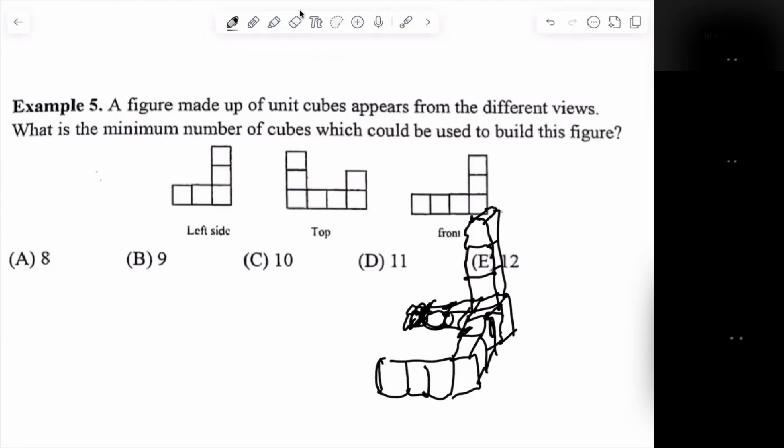From here, we can say, now, how many blocks did we use? This should actually be 2 blocks on top, a total of 3 over here. So from here, we can count how many we used. 1, 2, 3, 4, 5, 6, 7, 8, 9, 10, 11. So in this case, we used 11, so the answer is just D.